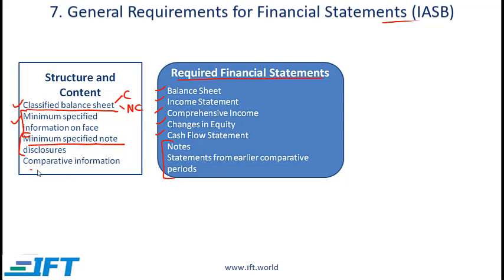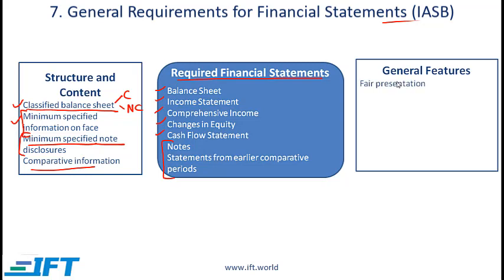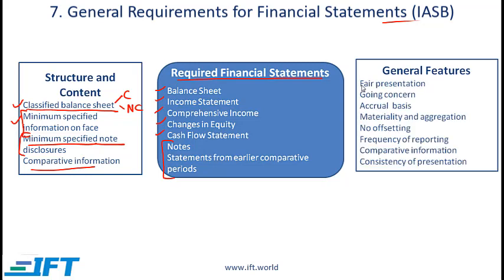There are also requirements on comparative information. Typically, companies are required to also present information for the previous period. Moving now to the general features. Faithful presentation means that the impact of transactions is faithfully and accurately represented. In other words, the economic impact should come across in the financial reporting. Going concern and accrual basis we talked about in an earlier slide.